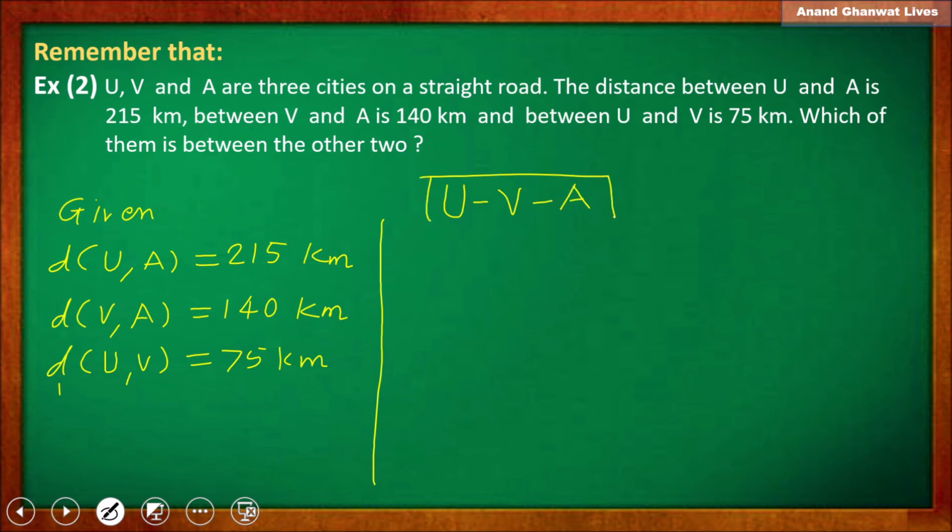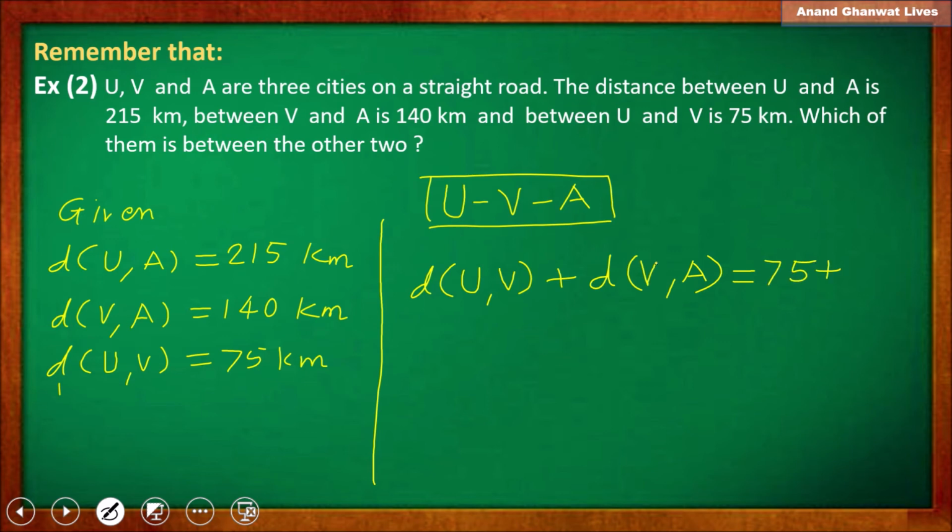For that, add the distance between points U and V plus the distance between points V and A. The distance between U and V is 75 and the distance between V and A is 140 kilometers. So the addition of 140 plus 75 is 215 kilometers. Now the distance between points U and A is also equal to 215 kilometers.